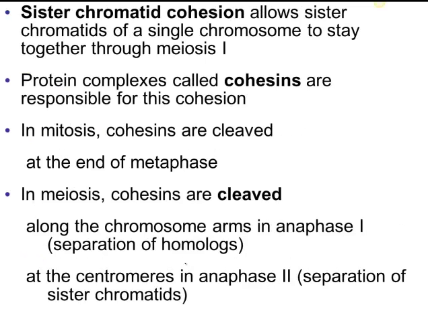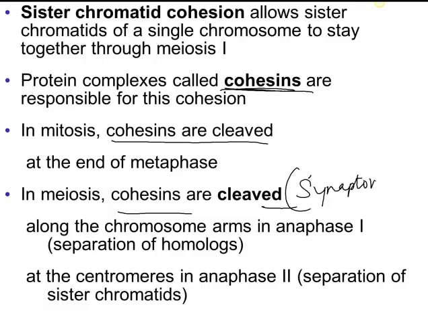Okay, sister chromatid cohesion allows the sister chromatids of a single chromosome to stay together through meiosis 1. The protein complexes called cohesins are responsible. In mitosis, cohesins are cleaved at the end. In meiosis, cohesins are cleaved along the chromosome arms in anaphase 1 separation. I would like to call these cohesins the synaptonemal complex. Okay, here completely it cleaves at the centromeres and the cohesin is cleaved here.